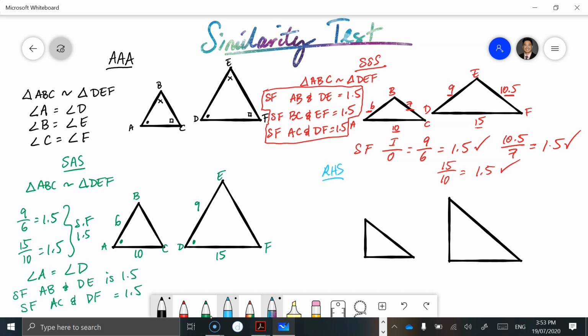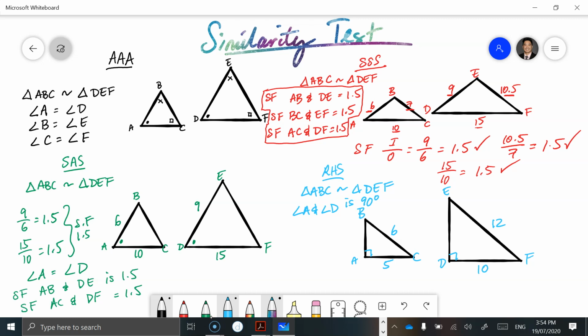We'll move on to the last one, RHS: the right angle, the hypotenuse, and the side. So we've got ABC, DEF, and a right angle here. For the hypotenuse, we'll look at 6 and 12, and say 5 and 10 over here. It's very similar to SAS, but in the context of a right-angled triangle. Triangle ABC is similar to triangle DEF; that's what we're trying to prove. Automatically we can say that angle A and angle D are 90 degrees.